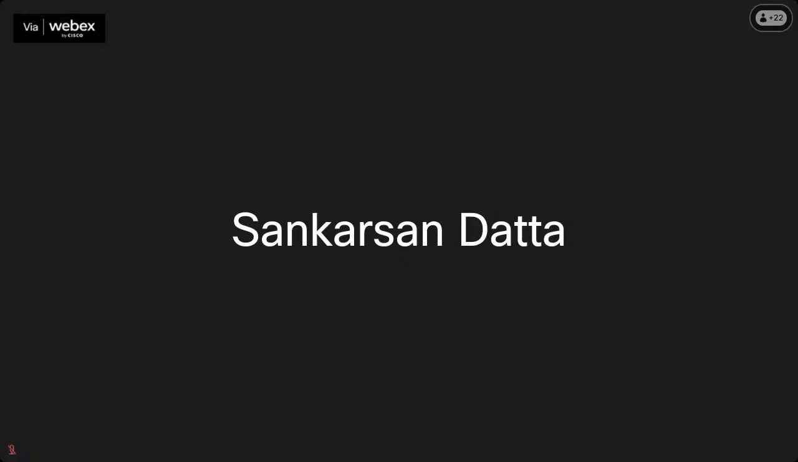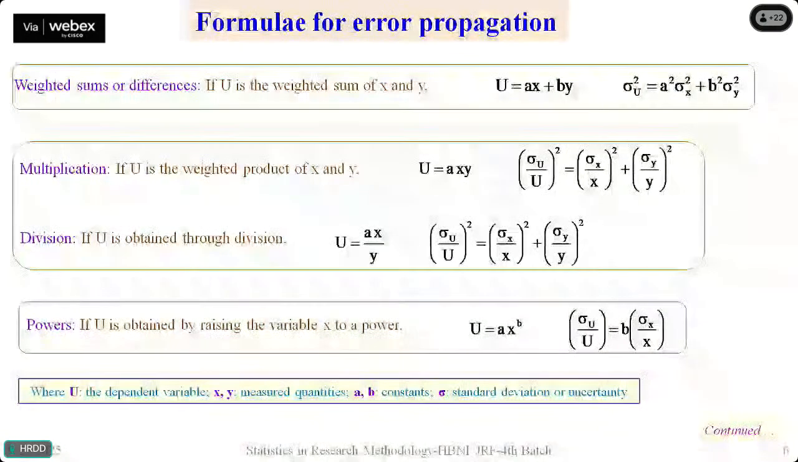This one. You see, for the power, it will be like this. For the power ones, u is equal to a x to the power b. Then the relative uncertainty will be b into sigma x by x. Understood? Okay, this is the relative uncertainty in u.